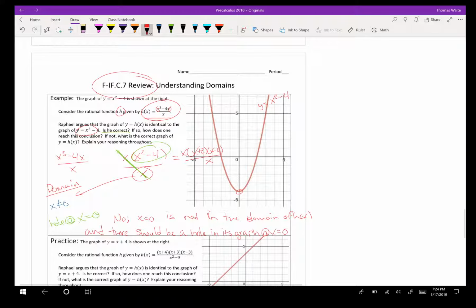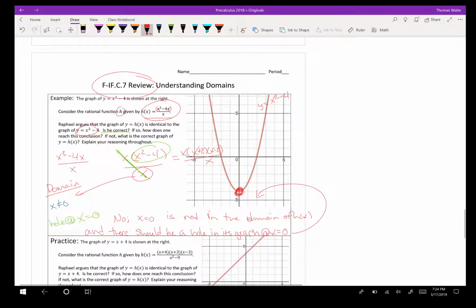So we answered the question, is he correct? No. We've shown some work for how we derived the hole. And then what is the correct graph of y equals h of x? Well, we described what it would be. There should be a hole in its graph at x equals 0. And we could also show that in our picture, draw an arrow or something, and just say, yep, there should be a hole here at x equals 0, not a solid line value.